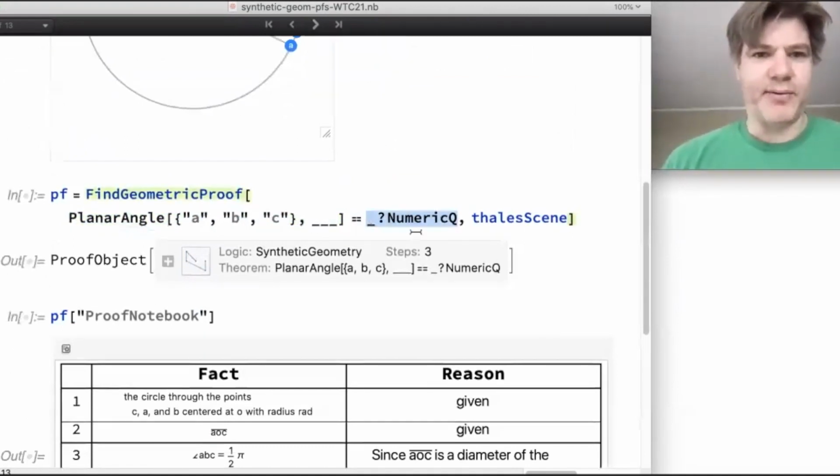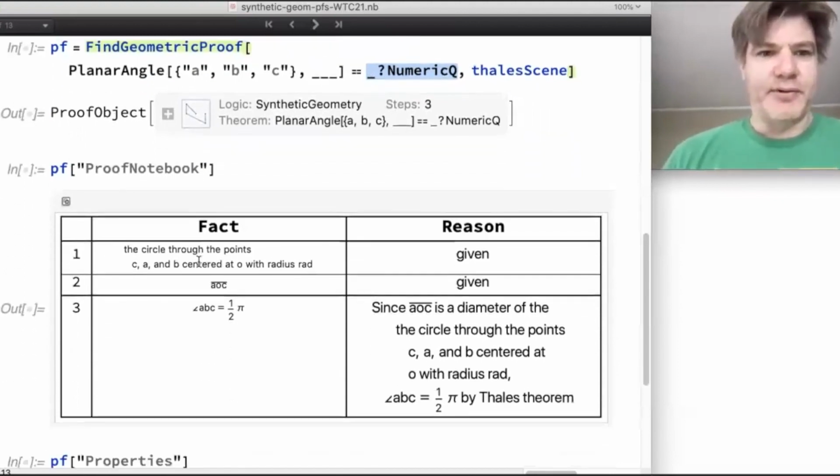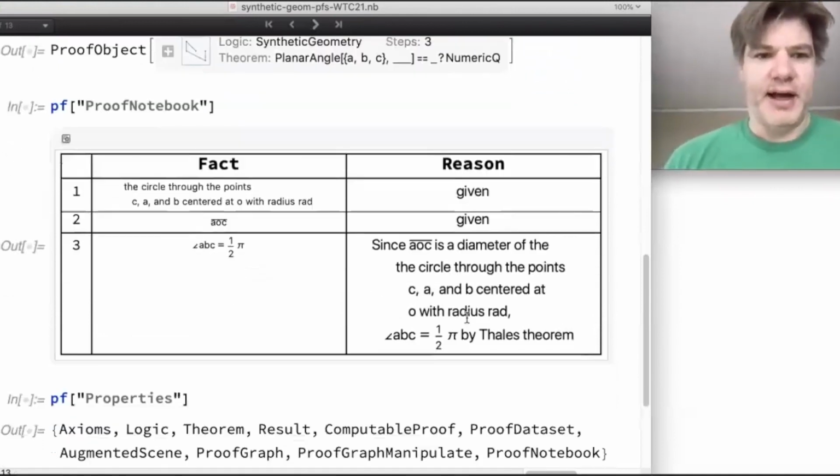So we can use patterns or literal things in the first argument. If we run that, we get a proof object, which has a lot of properties to it. The most interesting of which is probably the proof notebook, which gives a classic 2-column proof. And in this case, it's just one step. It uses Thales' theorem to find that that angle is half pi.